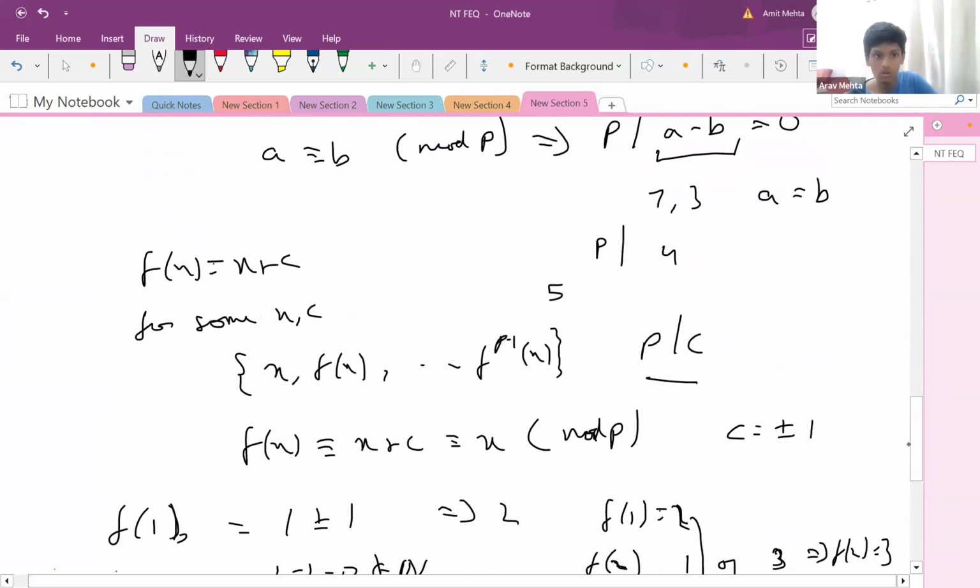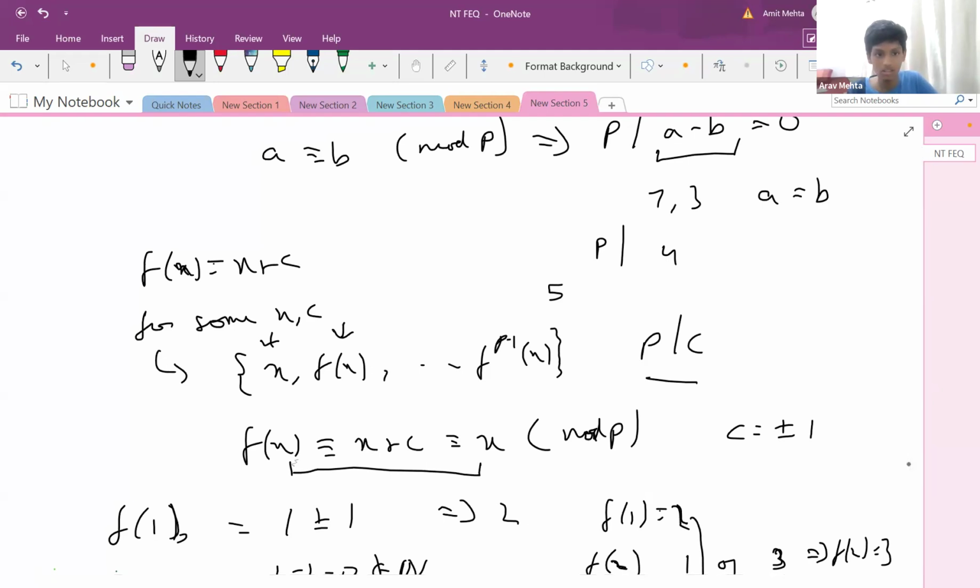So we didn't assume it is degree 1 anywhere. We said let f of x equals x plus c, for some particular x or c. And then we said consider this set and consider a prime p dividing c, if c is greater than 1. Then we have that f of x, this term, and this term have the same parity mod p, and that is a contradiction. So that's why we had c equals plus minus 1. We didn't assume it is linear anywhere.